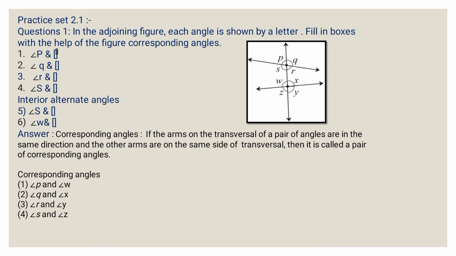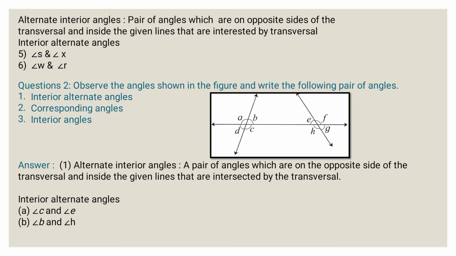Answer. Corresponding angles. If the arms on the transversal of a pair of angles are in the same direction and the other arms are on the same side of the transversal, then it is called a pair of corresponding angles. Corresponding angles: first is angle P and angle W, second is angle Q and angle X, third is angle R and angle Y, fourth is angle S and angle Z.